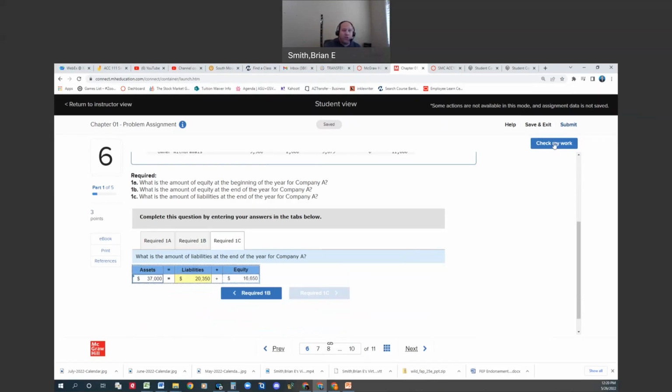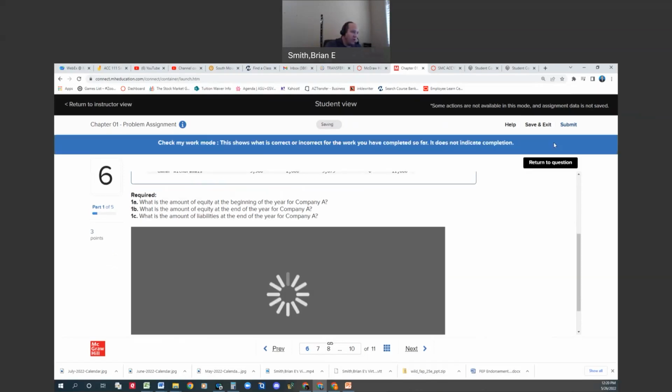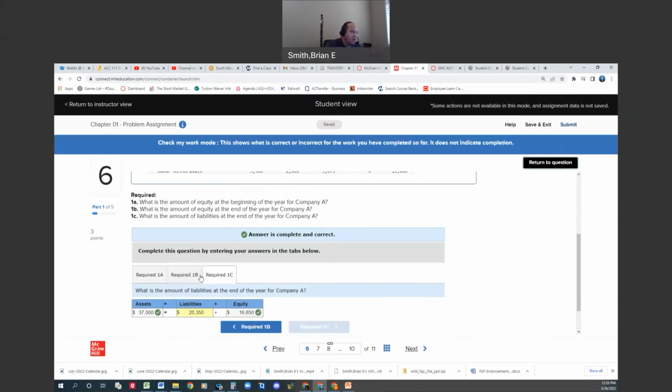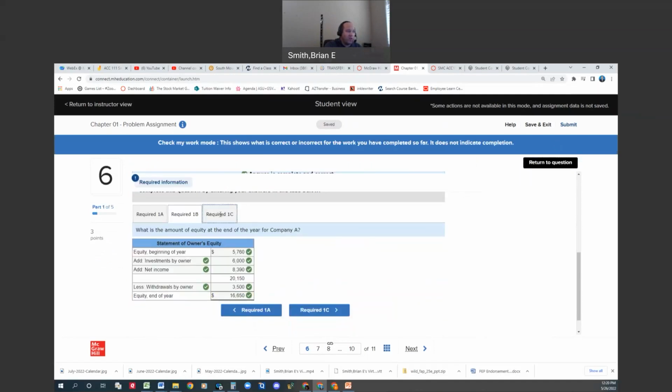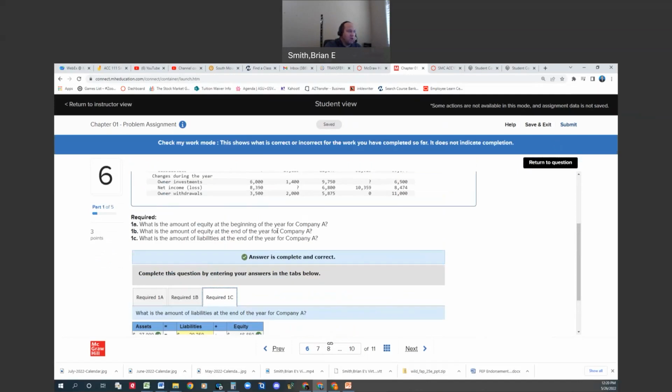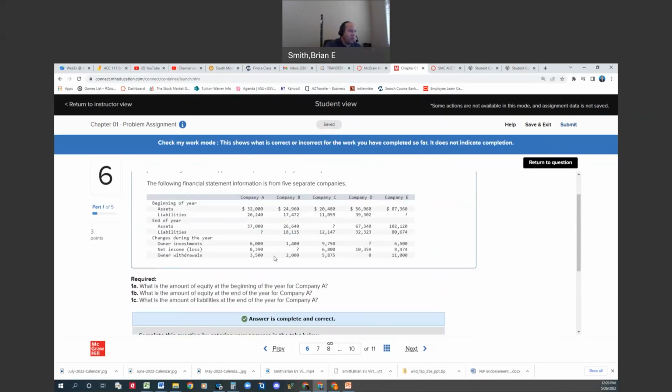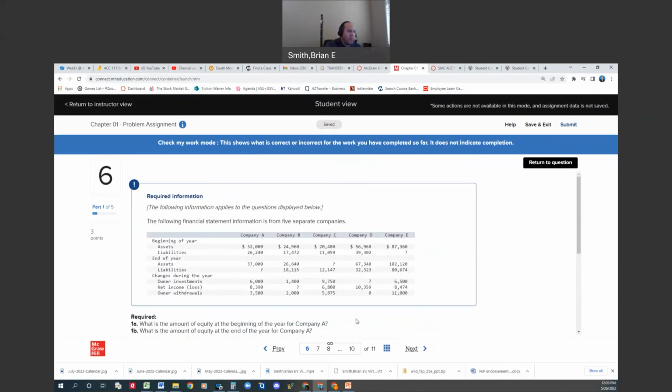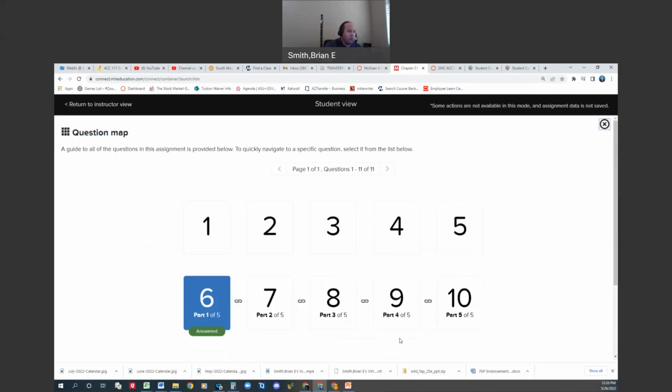This is a check my work feature. You can click this and see how well you're doing at it if you've gotten it all correct. So we have answers complete and correct. It means we've answered everything by being complete and it's entirely correct. You can go back through the tabs and verify that yes, indeed, everything is correct. Okay. So that was our one for company A. And your numbers are going to be different, so don't be surprised there.